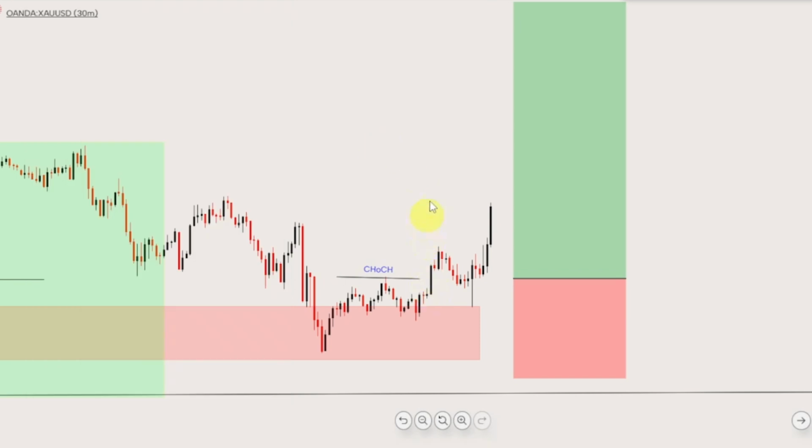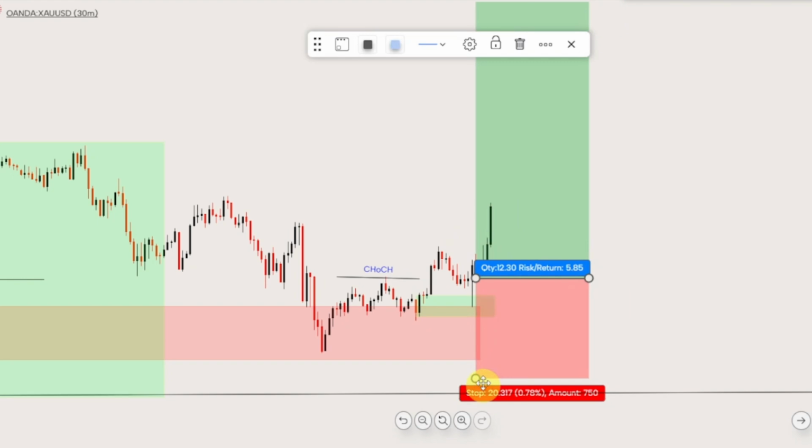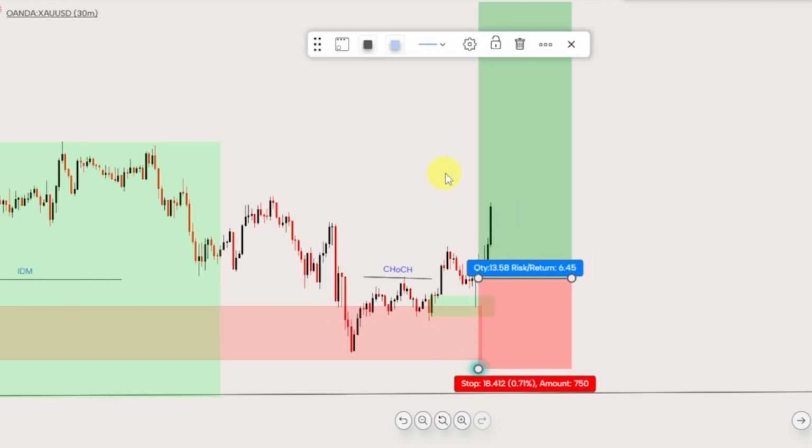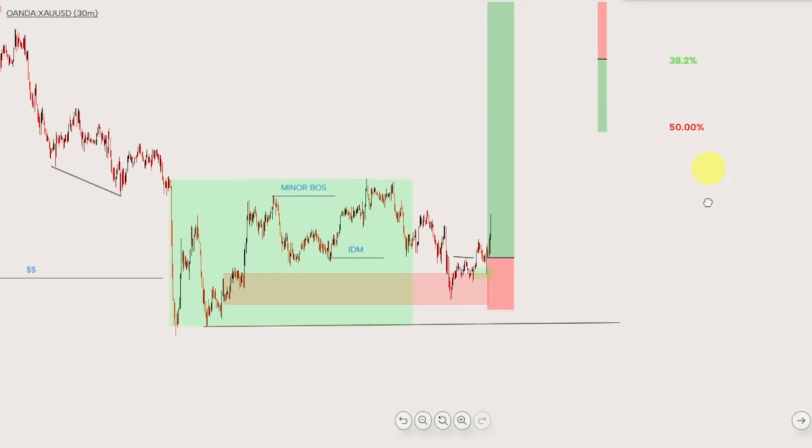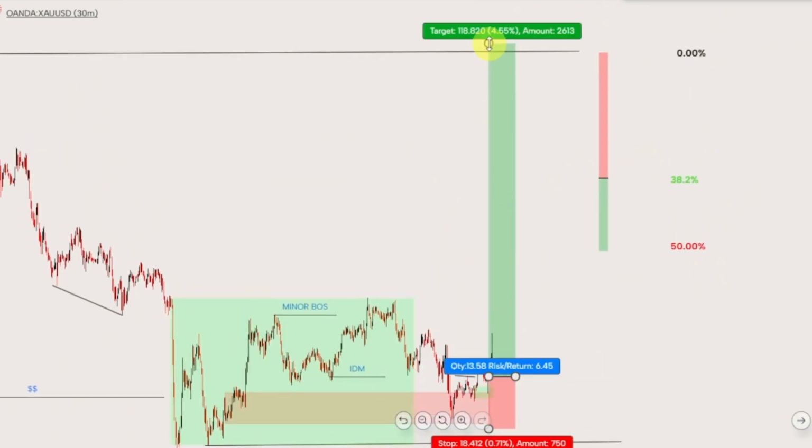And price pushed up. Price came back again, tapped into this level down here. Okay, so this level will be our trade entry. Stop loss will be somewhere around here. Then we target the overall high that we want to target. Okay, so we target this high right here.